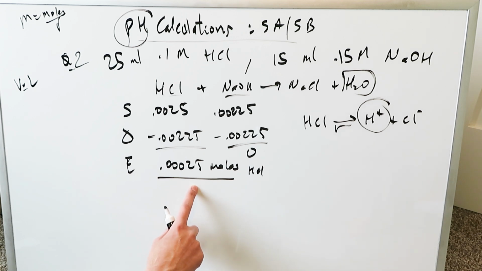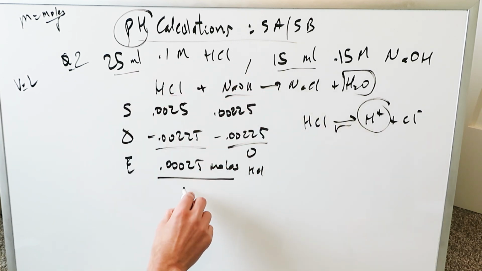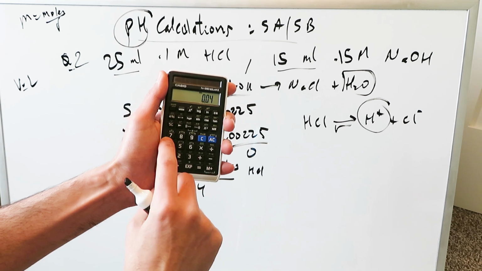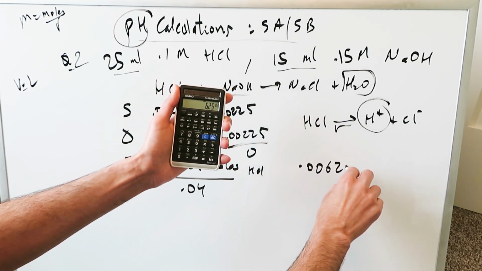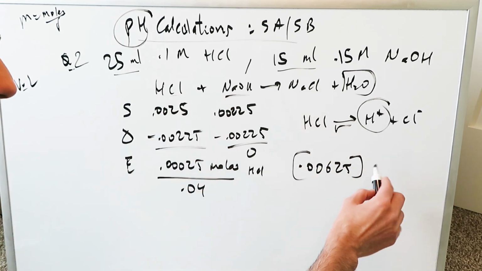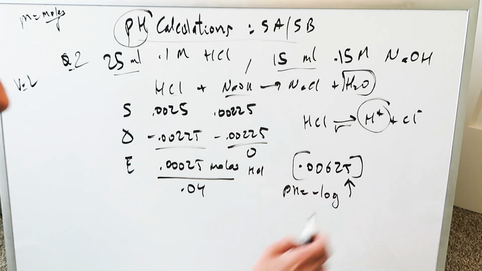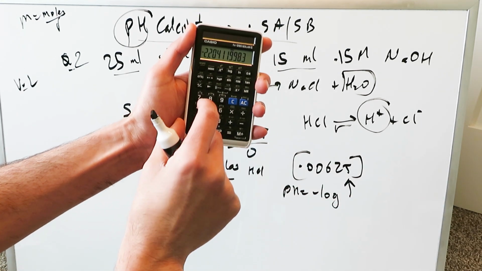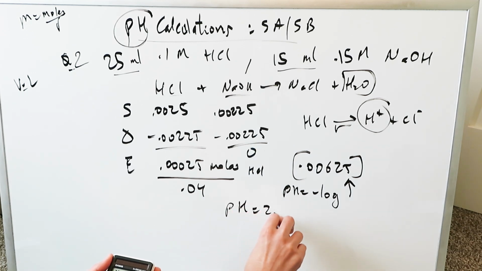Divide this by the total volume. Not this, but the sum of these two. What's 25 plus 15? It's 40 ml, which is 0.04 liters. Divide that by 0.04 liters. I get here a 0.00625 molar HCl, and you're going to do pH is equal to negative log of this value. I'll log it. Then I'll hit minus. I get 2.2. My pH of this solution is going to be 2.2.